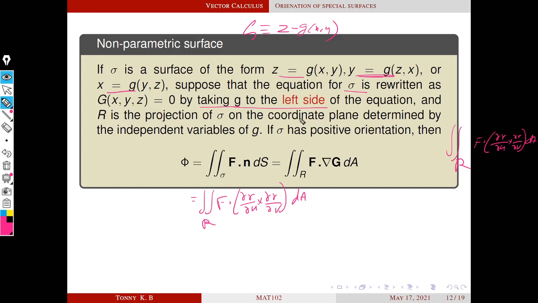Okay. And what about R? R is the projection of the surface sigma on the coordinate plane. In the first case, the coordinate plane is xy, because here x and y are independent parameters. In the second case, the plane determined by z and x, that is the xz plane, like that. So that is the idea: determined by the independent variables of G. If sigma has positive orientation, then the total flux phi is equal to this formula: the double integral over sigma of f dot n ds, and this is equal to, this is our normal integration.